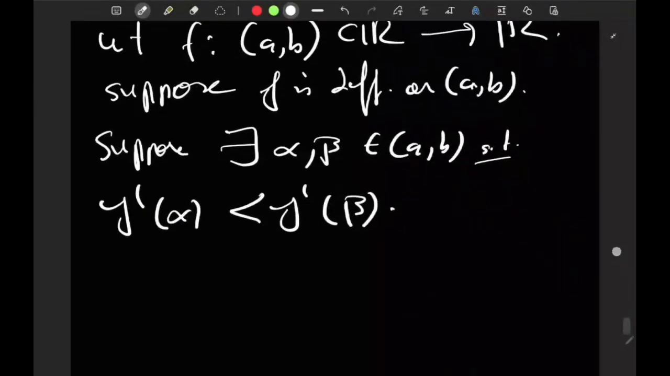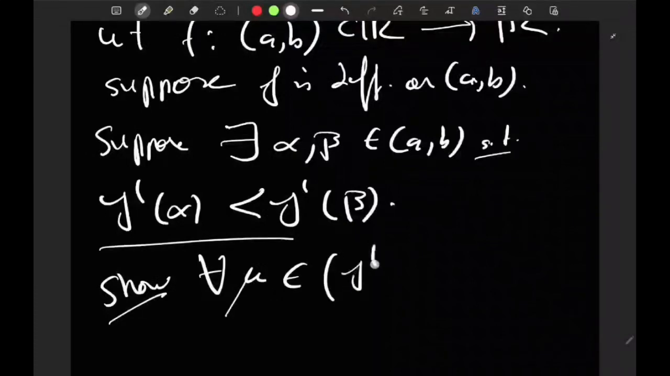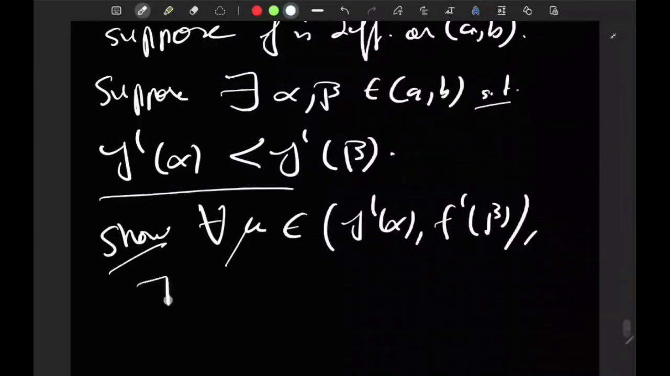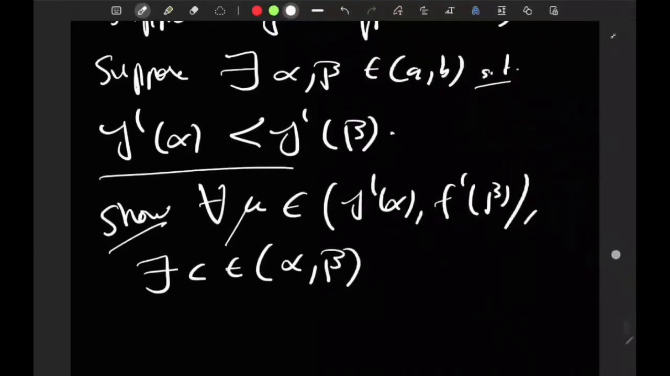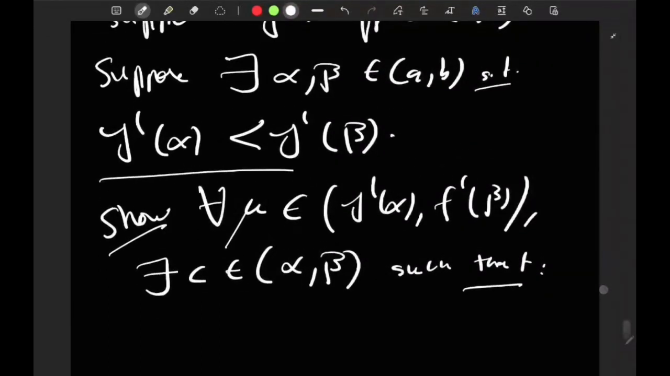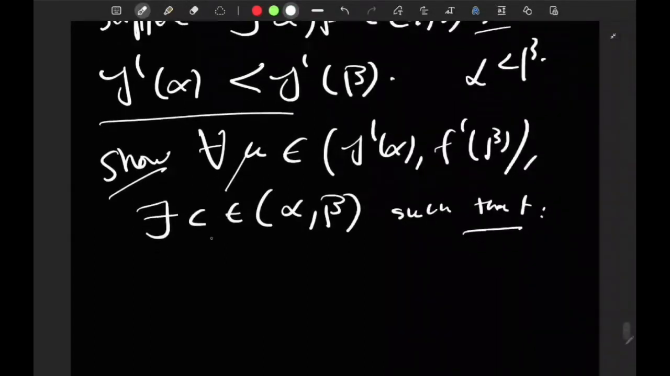Try to show that for all mu belonging to the open interval f prime of alpha, f prime of beta, there exists some c inside the open interval alpha beta, assuming without loss of generality that alpha is less than beta. Of course, if beta is less than alpha, then it's inside the interval beta alpha, which doesn't matter much, such that mu equals f prime of c.